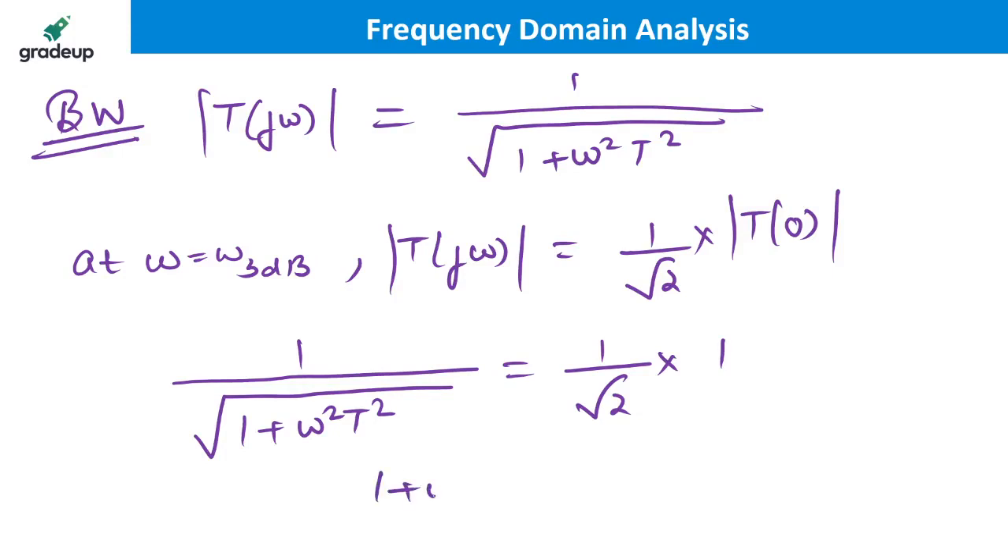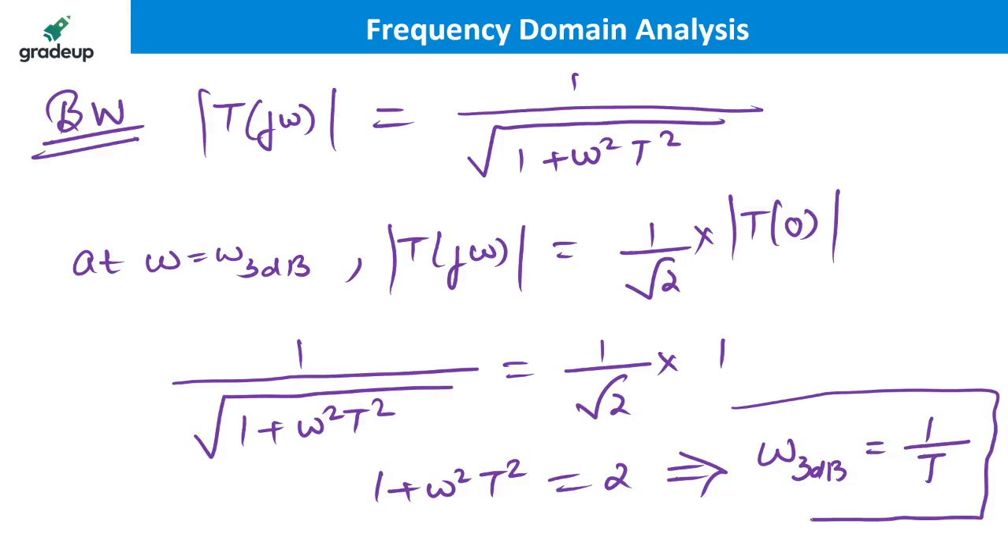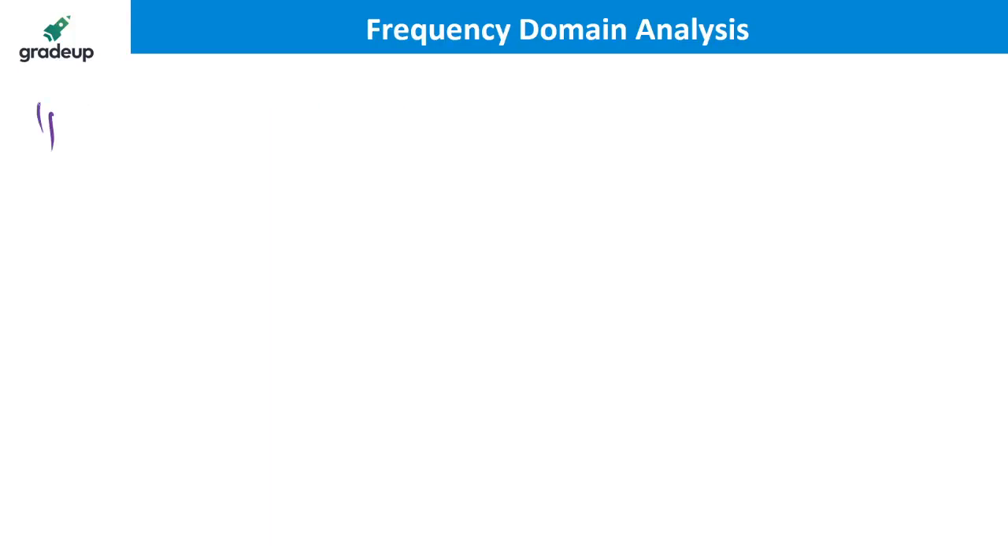Solving this, just equating the denominator, 1 plus omega square T square equal to 2. Solving this, you get omega 3 dB is 1 upon T, inverse of the time constant. What was T in the first order analysis? T was equal to the time constant of the system, and the 3 dB bandwidth is equal to 1 upon T. The 3 dB bandwidth of a first order control system is 1 upon T.